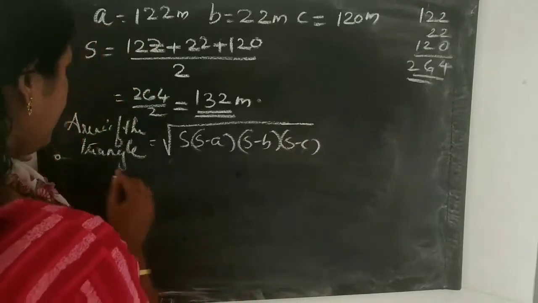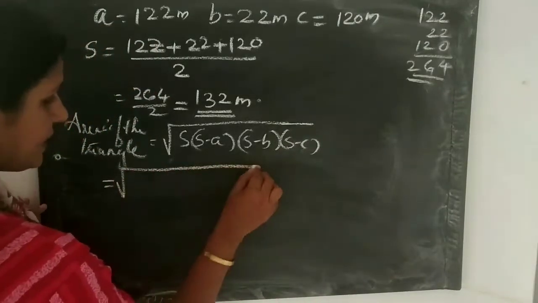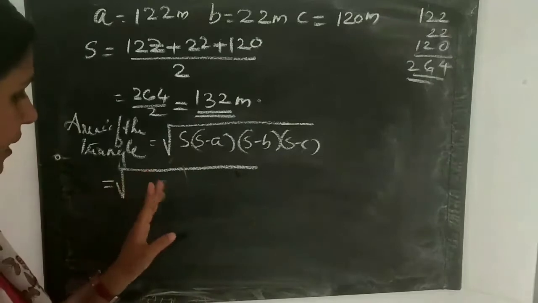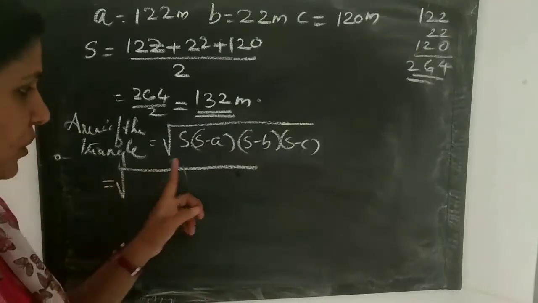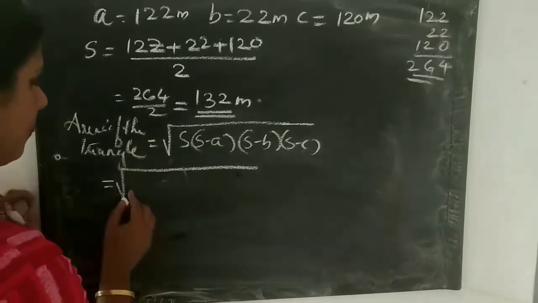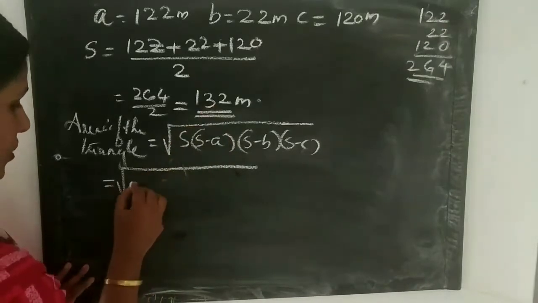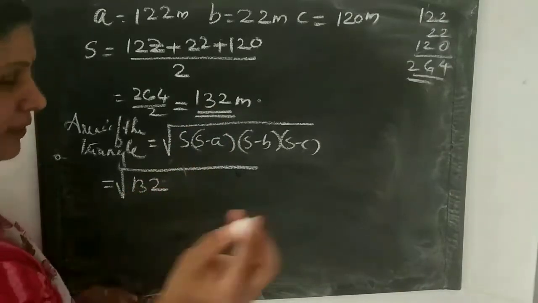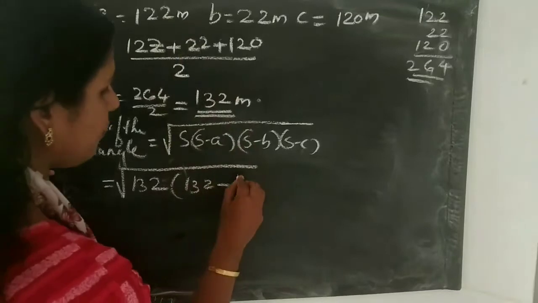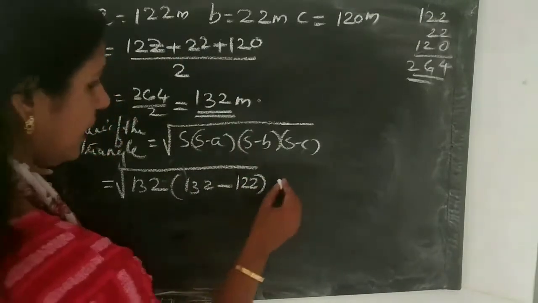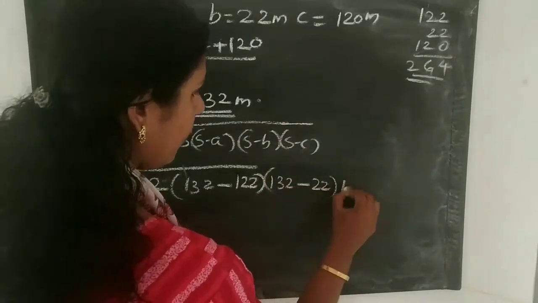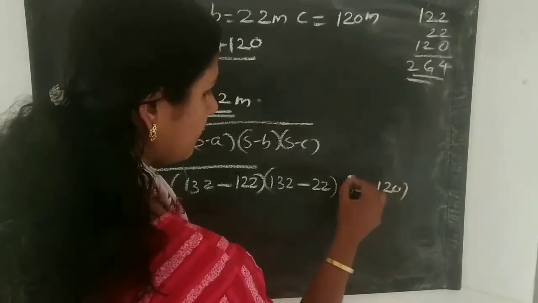And see here, the next step is to substitute. You have to write it down like this, on the same equals side. Here there is no space, so I just moved it to the left side. S is 132, isn't it? So 132 into 132 minus A, that is 122, into S minus B, then 132 minus 22, then 132 minus 120.